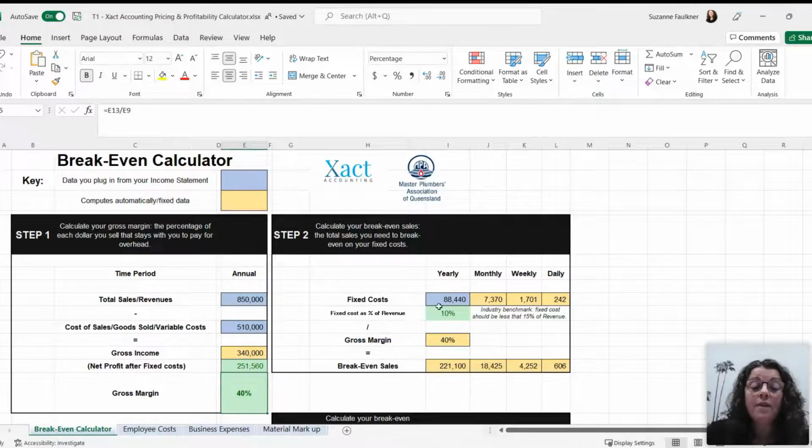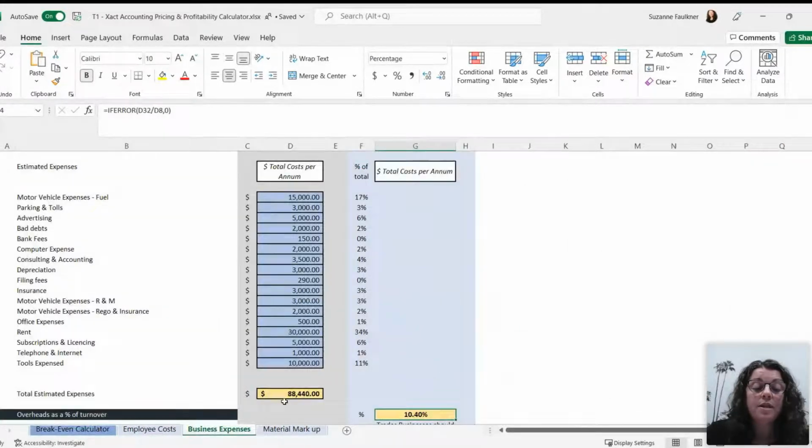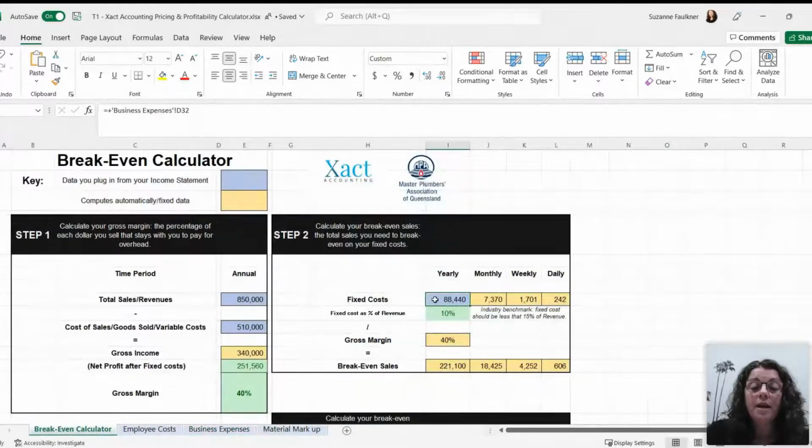Now, as we worked out before, under our business expenses column, we've worked out our fixed costs of 88.5. We've put that number in there. So that's our yearly fixed costs. This table here is then breaking that down into our monthly, weekly, and daily fixed cost amounts. And we've said that that works out at about 10% of revenue, which it does.